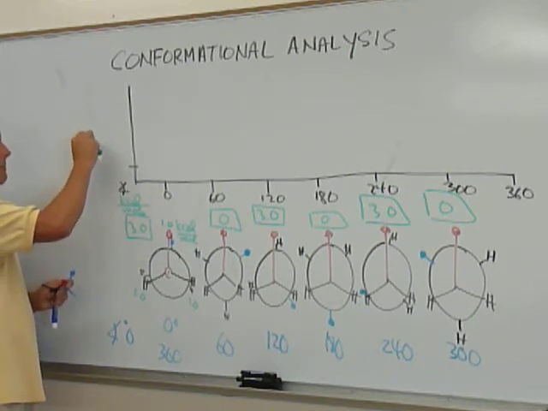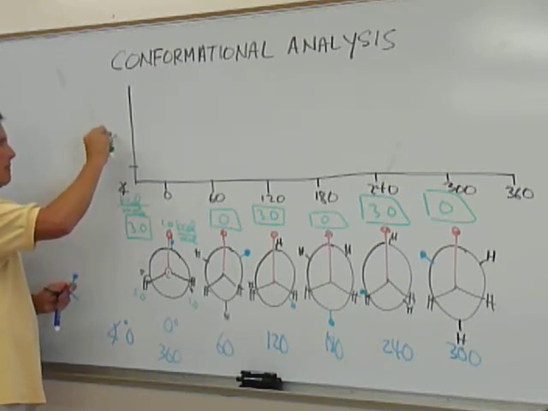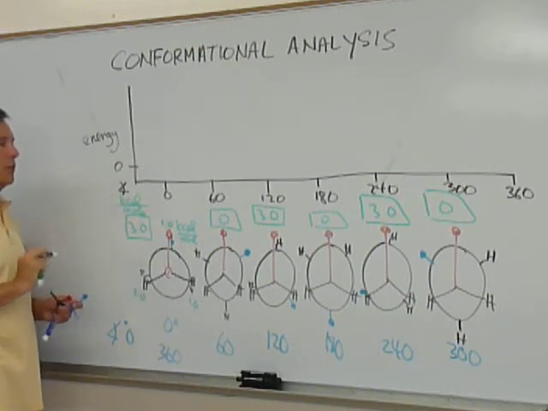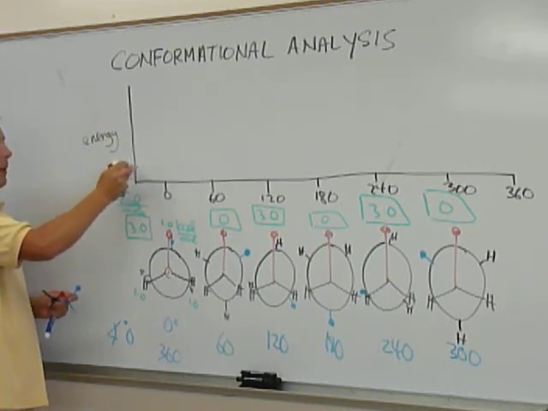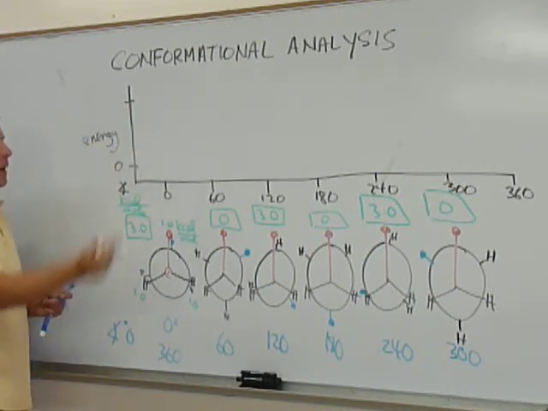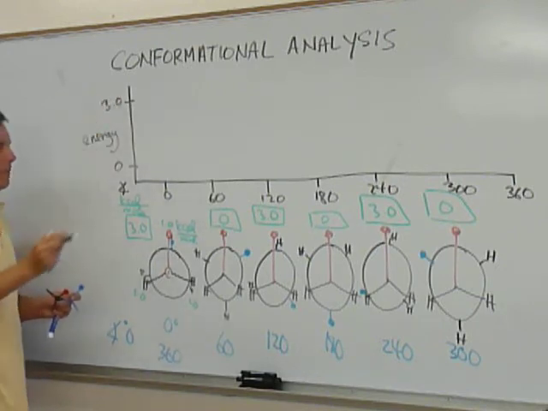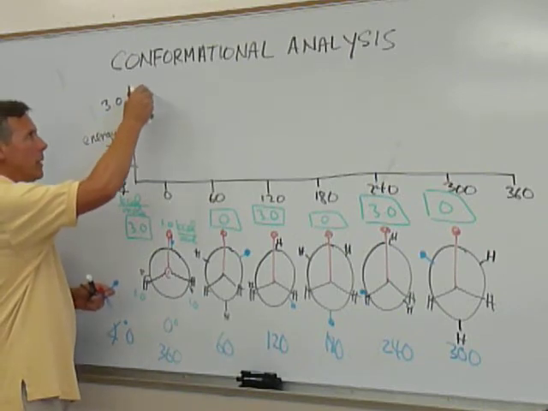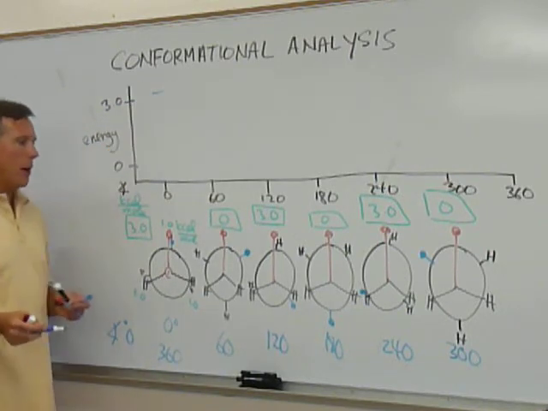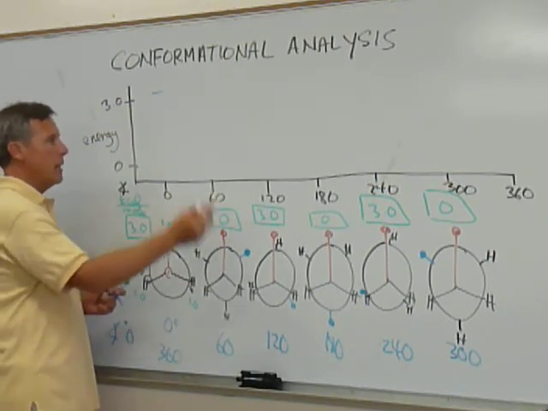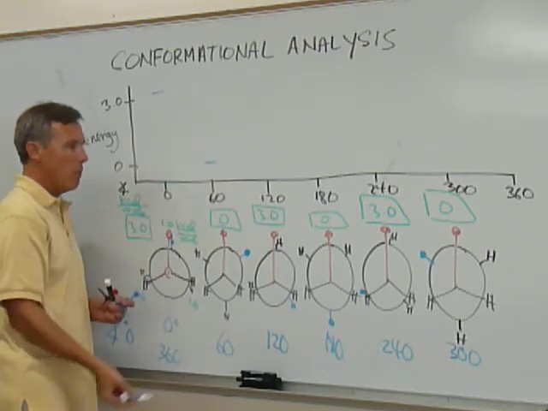Energy would be on the y-axis. I'm just going to label my energy value 0 for clarity at this point right here. The highest energy value is 3.0. At the dihedral angle of 0, we can mark an energy value there. 60-degree dihedral angle, energy value of 0.